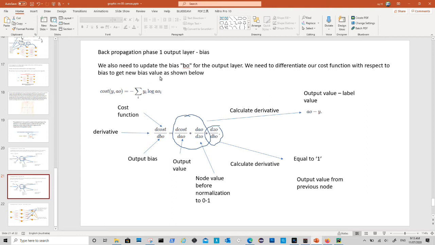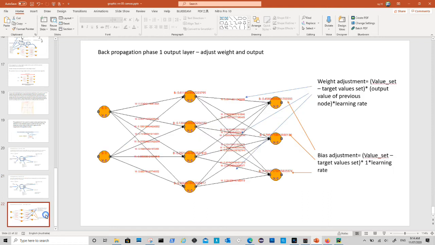Next is to find the derivative of cost and bias. Similarly, the left side is the derivative d cost divided by d bias output. On the right hand side, for the first two parts, we already know it is equal to output value minus label value. The third element on the right side is the derivative of d output value divided by d bias value. This is equal to 1. So now we have both derivatives for cost weight and cost bias. We can multiply them with the learning rate to adjust all output weights and biases for output nodes.